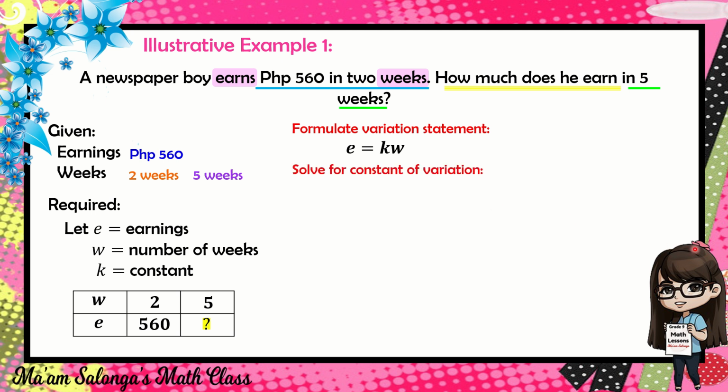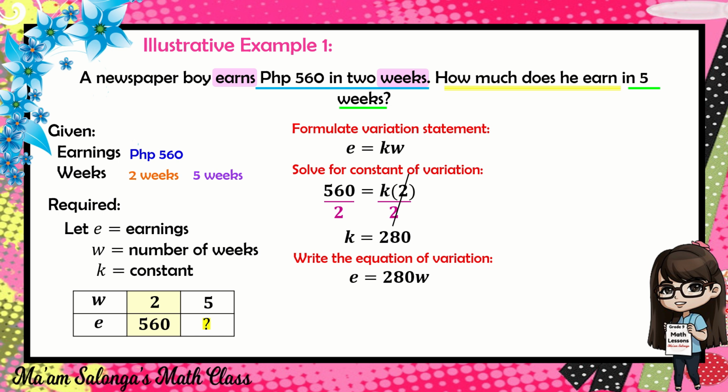So, solve for the constant of variation, we will use this kasi ito yung kumpleto ang assigned values. So, let's just substitute. We have 560 equals k times 2. Then, let's divide both sides by 2. We have k is equal to 280. Then, let's write the equation of variation. We have E is equal to 280W.